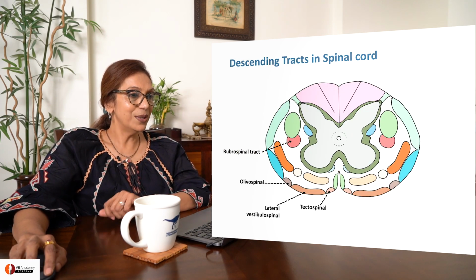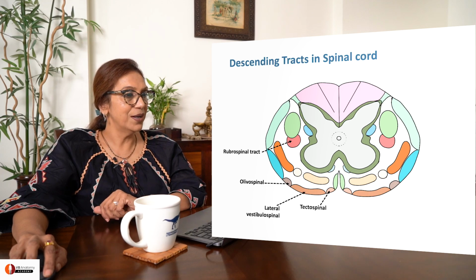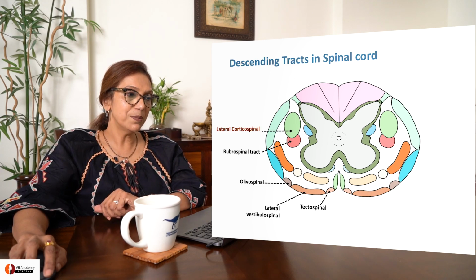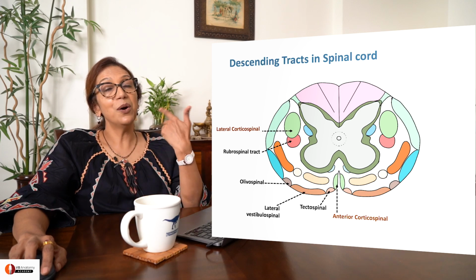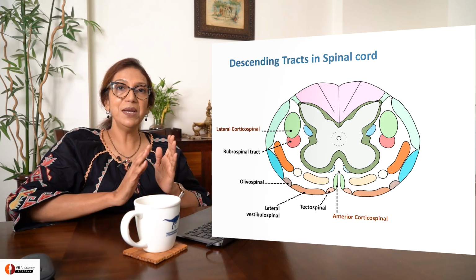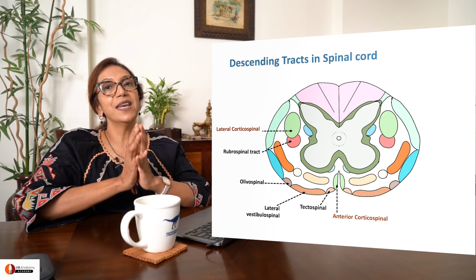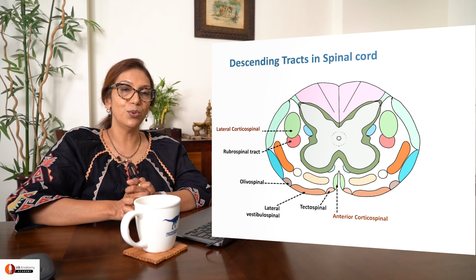Right. So this is a section through the spinal cord. This is the lateral corticospinal tract. This is the anterior corticospinal tract. Think, how did they come here? They came here because of that event of great motor decussation in medulla.